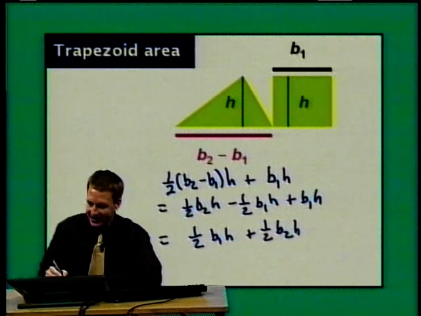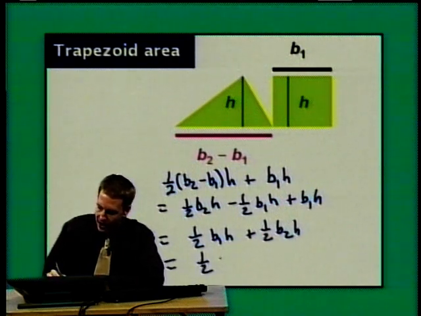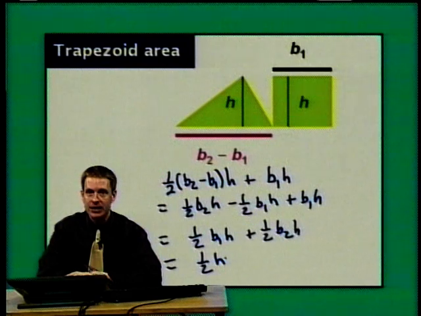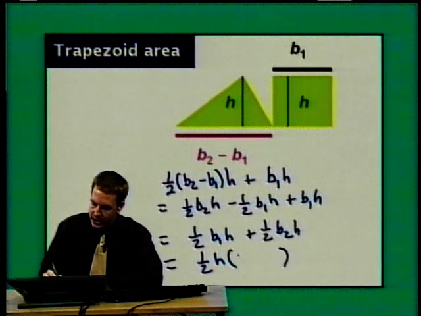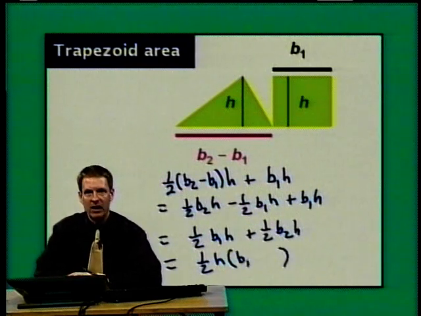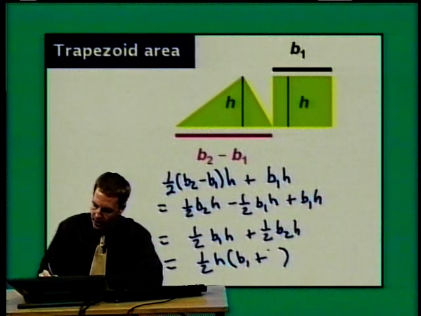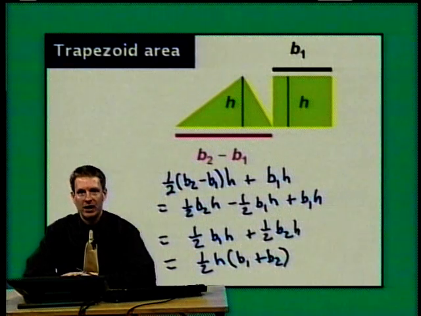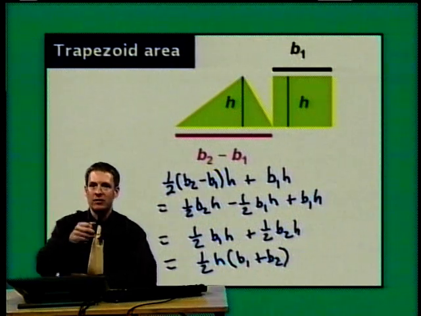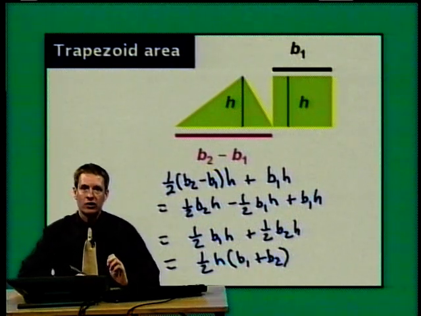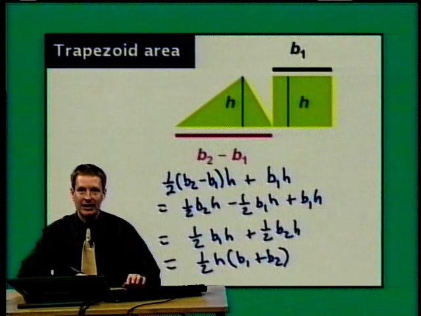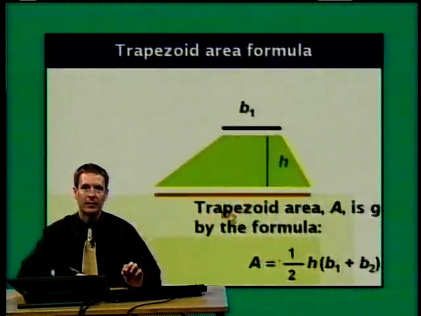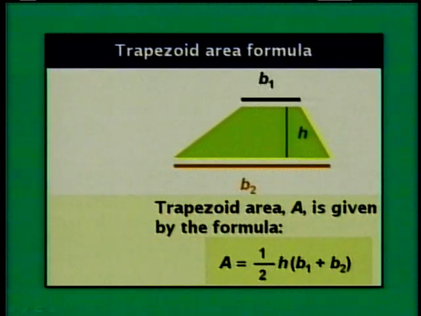So I'm going to factor out a 1/2, I'm going to factor out an h, and when I do that, I'm going to need a term of b1, that will give me 1/2 b1 times h, plus a term of b2. That will give me 1/2 of b2 times h. And this is my formula for my trapezoid, because remember, this triangle and square could be pieced back together into my trapezoid. So here's our trapezoid area formula.